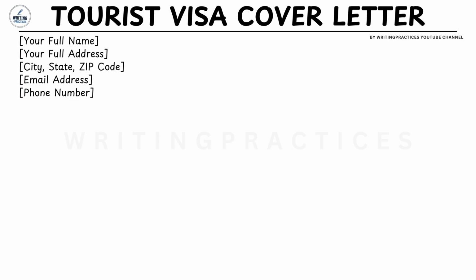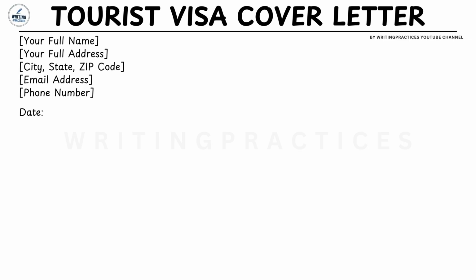Here's an example from the template: your full name, your full address, city, state, zip code, email address, phone number. Make sure the details here match the information on your official documents. Consistency really helps to build trust and make your application look more credible.